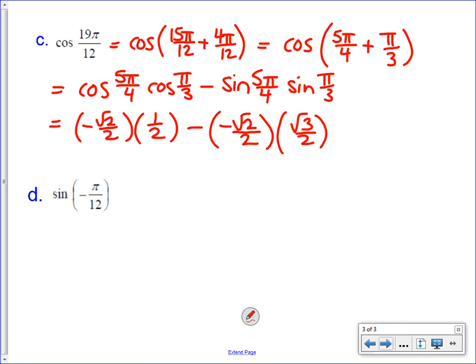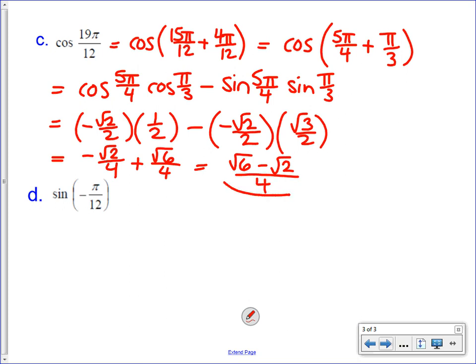All right, then we're just going to multiply our fractions. So we'll get negative square root of 2 over 4. We're subtracting a negative, so that'll become adding a positive. Square root of 2 times square root of 3 is square root of 6 over 4. We have a common denominator, so we add our numerators: square root of 6 minus square root of 2, all over 4. Okay, so that is the exact value of cosine of 19 pi over 12.